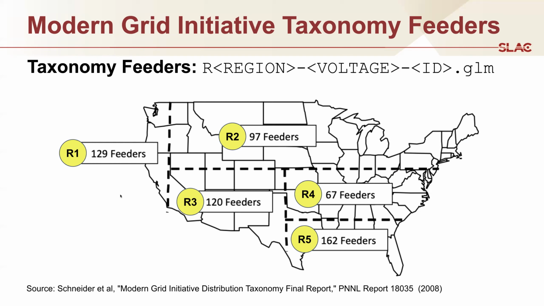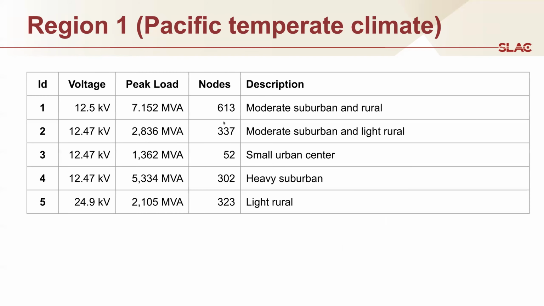the Gulf states. And if we look at each of these regions, what we see is a variety of feeders. In this case, this Pacific temperate climate region has 4 12 kV-ish and 1 25 kV model with a variety of peak loading conditions and a variety of nodes. And these represent different kinds of urban, suburban, and rural mixes in the loads themselves.